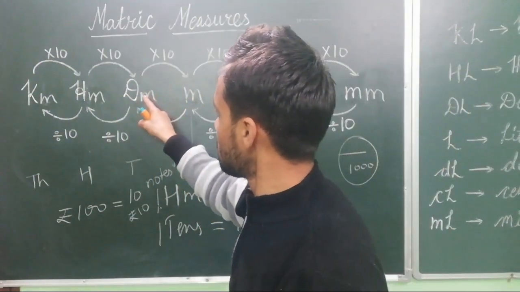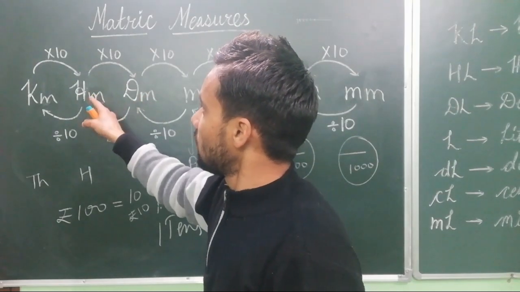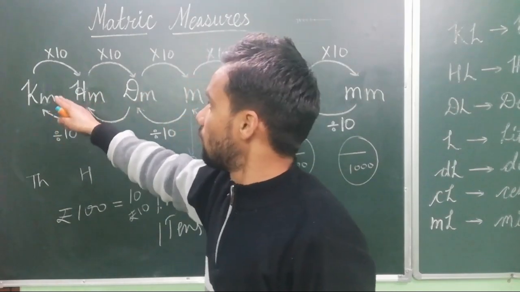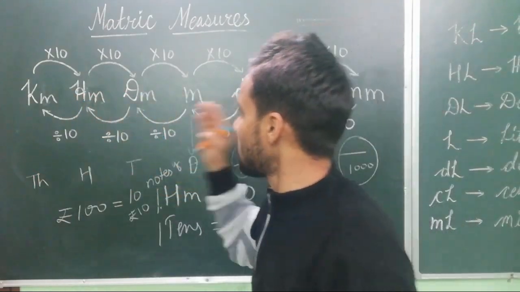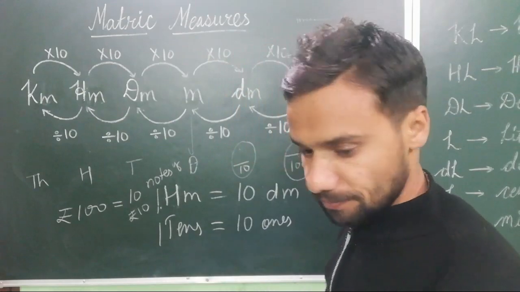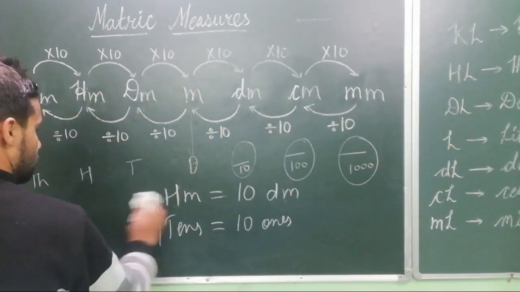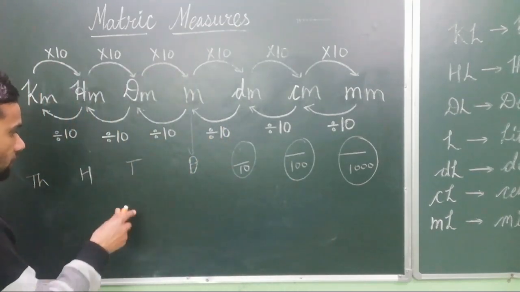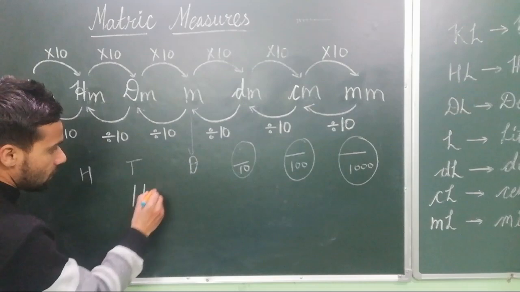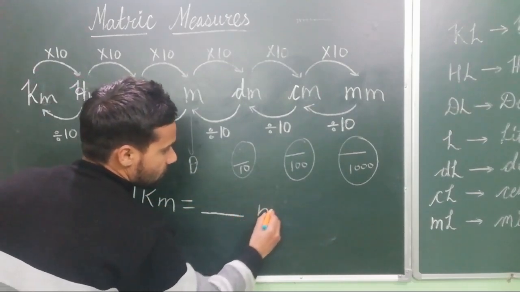Because meter is smaller than decameter, decameter is smaller than hectometer, and hectometer is smaller than kilometer. But how many times? 10, 10, 10. 3 times you will multiply by 10. So 1 kilometer, what do you get? If I erase these things. Okay. So what do you get? 1 kilometer is equal to dash meter.